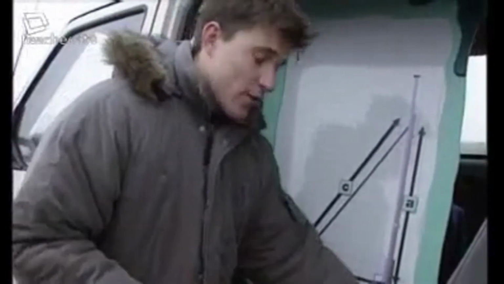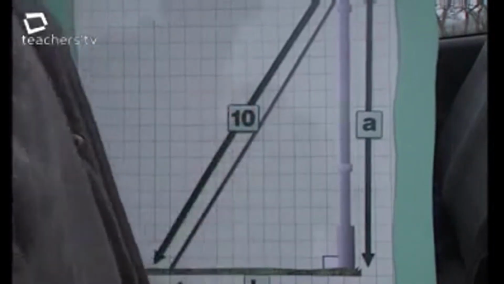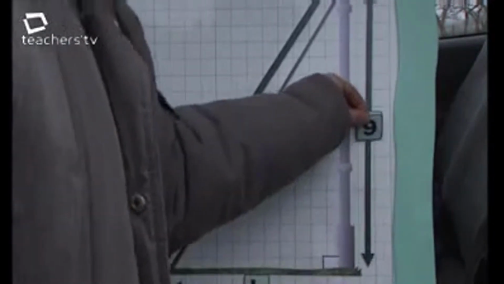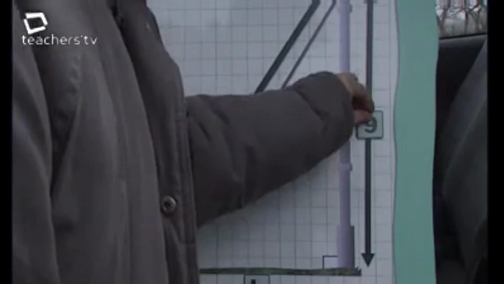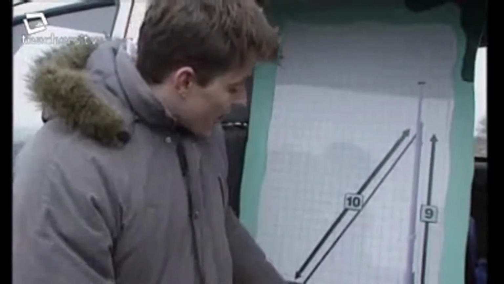Now, we know that the guy rope is 10 metres long, so we can put that in. We know that the mast is 9 metres long, so that can go in as well. However, this time we don't know what B is. Now, the thing with Pythagoras' theorem is that as long as you know the length of two sides of a right-angled triangle, you can always work out the length of the third. Remember, a squared plus b squared equals c squared.